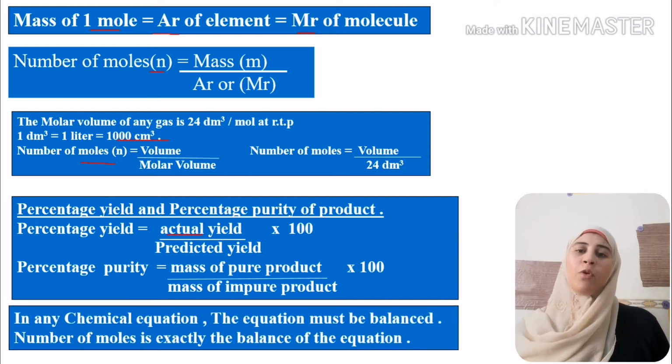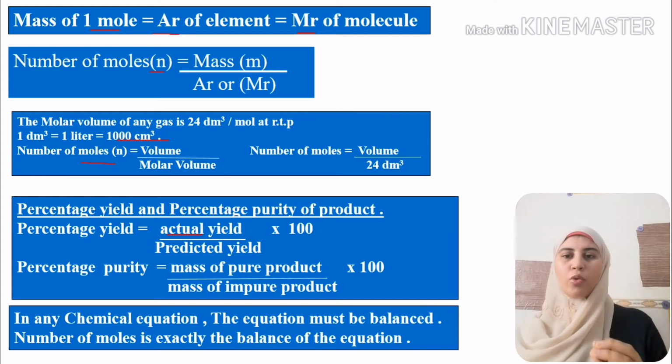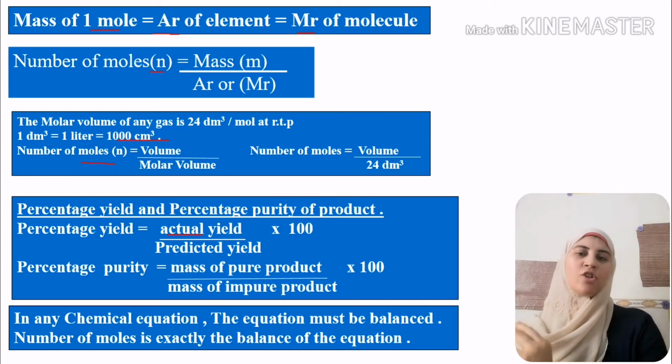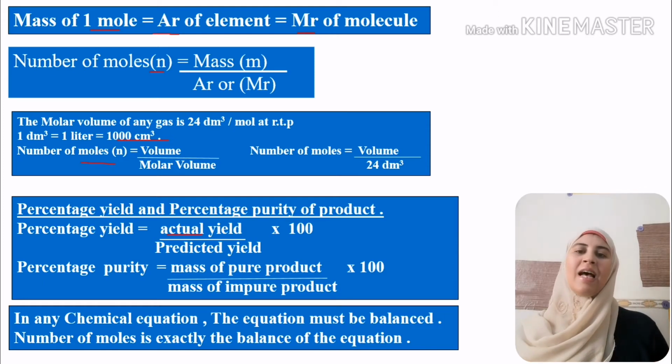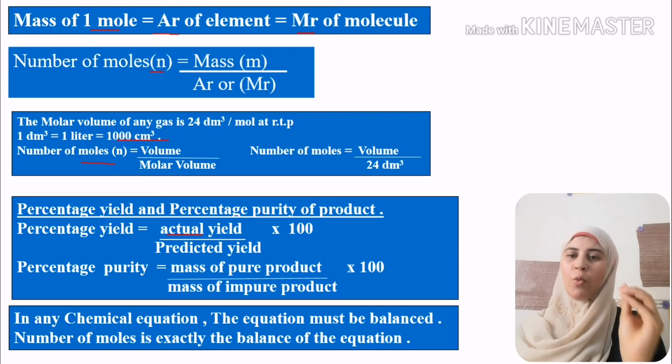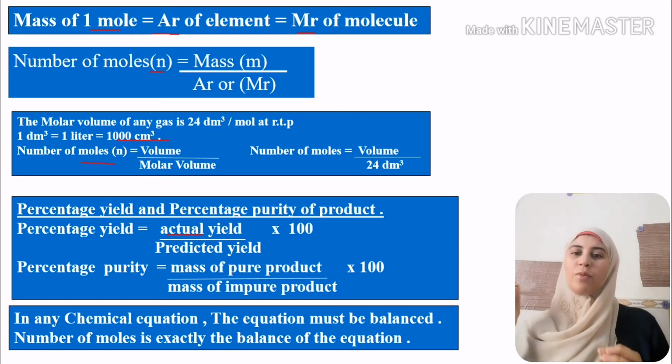Then you must know from any chemical equation that the number of moles equals the balancing numbers in your equation. For example, if I have 2H2 plus O2 forming 2H2O, this means that 2 moles of hydrogen will react with 1 mole of oxygen to form 2 moles of water.